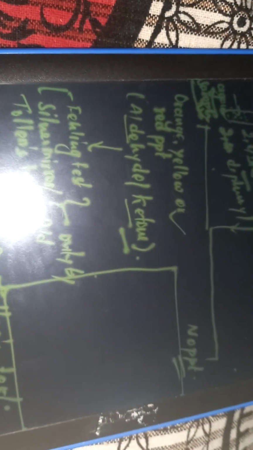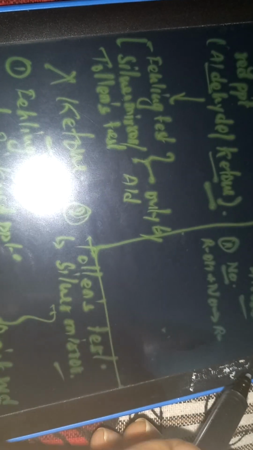If there is no precipitate, then you have to understand that the organic compound is alcohol. How to test alcohol? First, this is a confirmatory test. If alcohol reacts with sodium, then it gives sodium alkoxide plus hydrogen. Hydrogen will effuse out and you can easily recognize this.